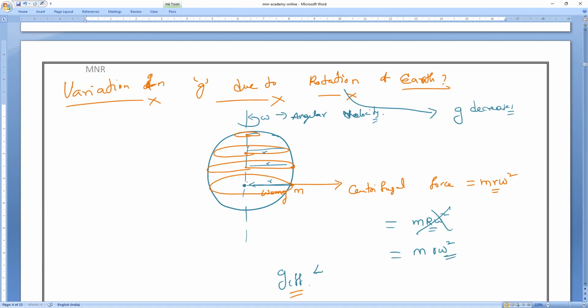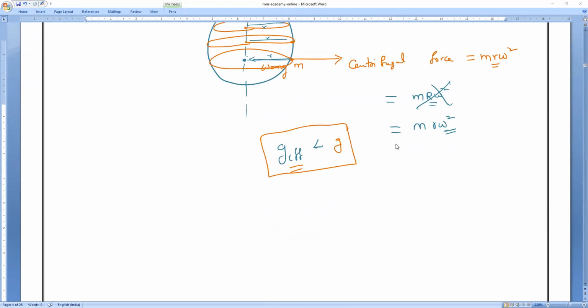That is why we take that G value as an effective acceleration due to gravity, which actually decreases. Decreases means less than G or greater than G? Everybody, respond. It will be less than G. Do you understand? Please respond, all of you. Yes, sir.